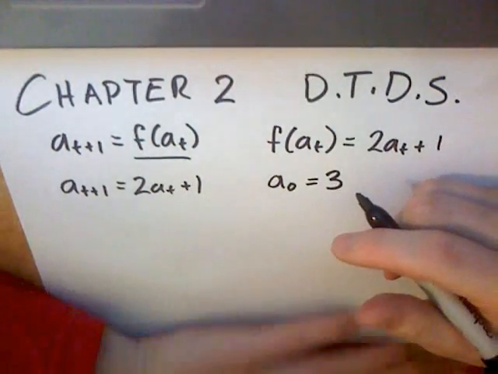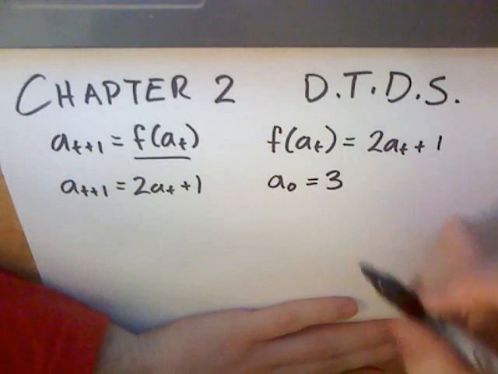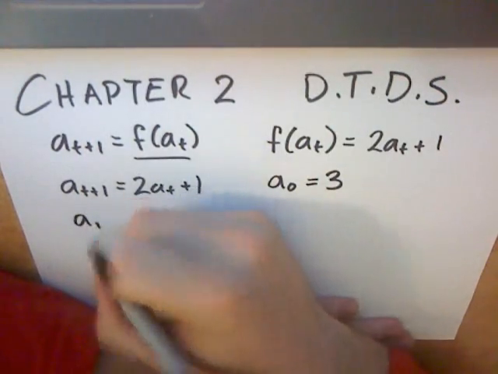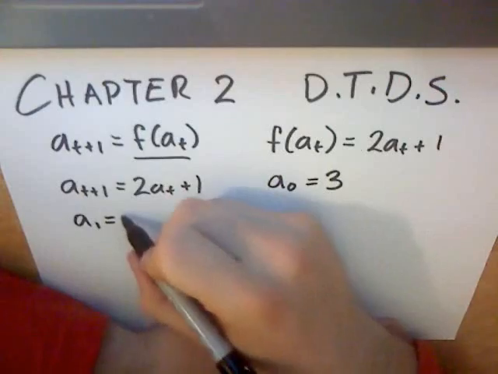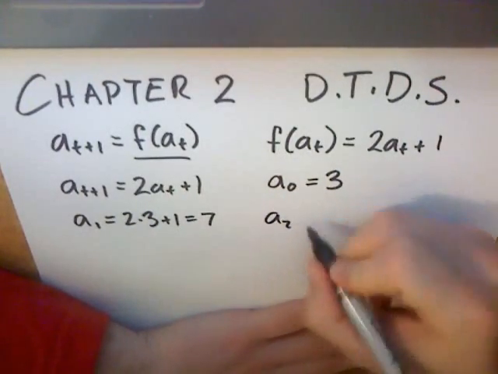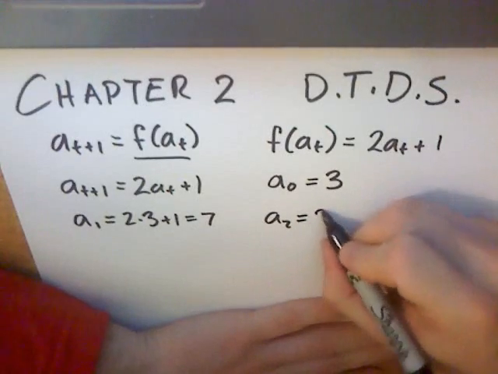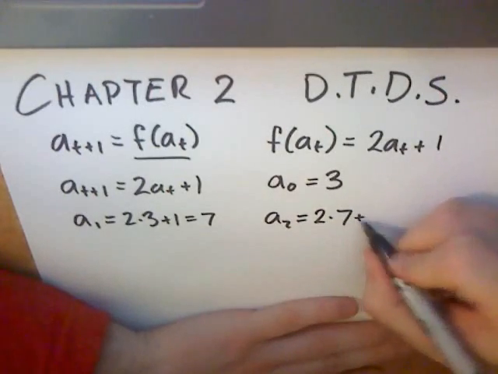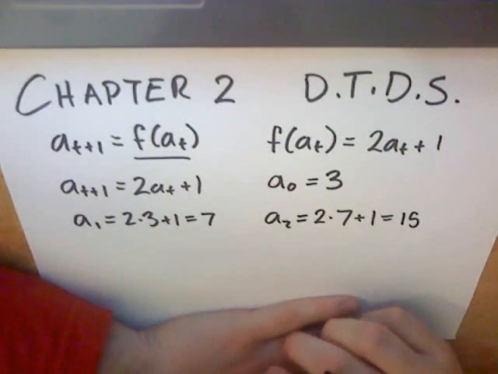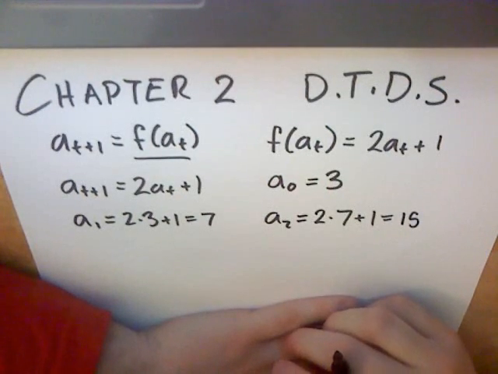So we need to talk about a solution of a discrete time dynamical system. A solution is just explicitly what our value is at each time. At time 1, we double 3 and add 1, which gives us 7. At time 2, we double 7 and add 1, and we get 15. And we want to solve this discrete time dynamical system for all t.